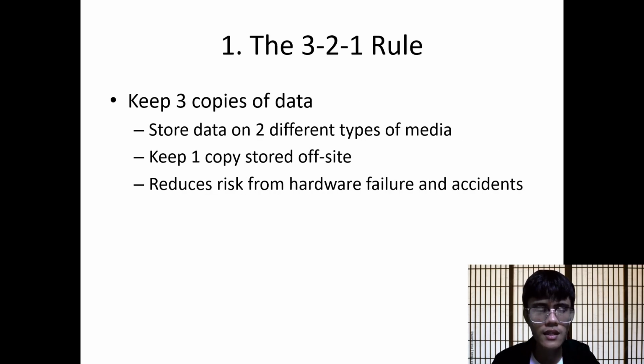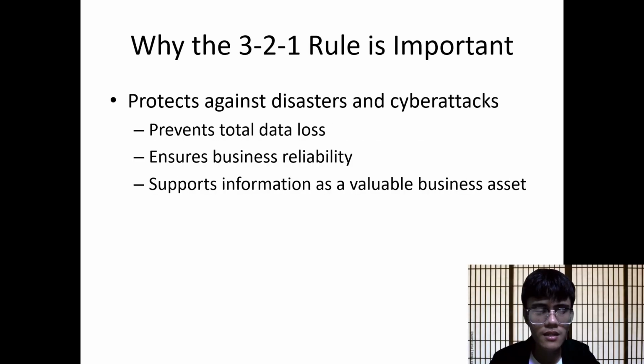Next is the 3-2-1 rule. One of the most recommended strategies for proper data backup is the 3-2-1 rule. This rule means you must keep 3 copies of your data, store them in 2 different types of media, and make sure 1 copy is stored off-site. These practices protect the business from data loss caused by accidents like hardware failures, disasters, or cyber attacks.